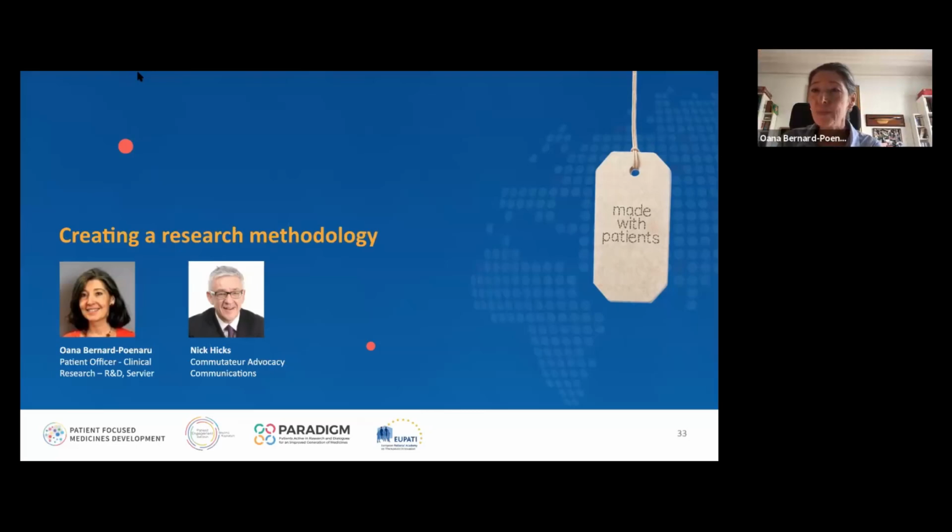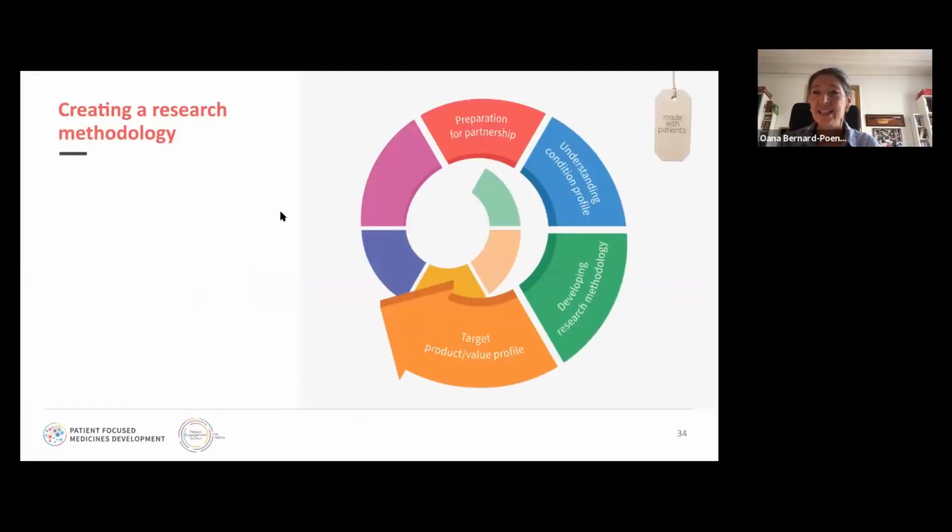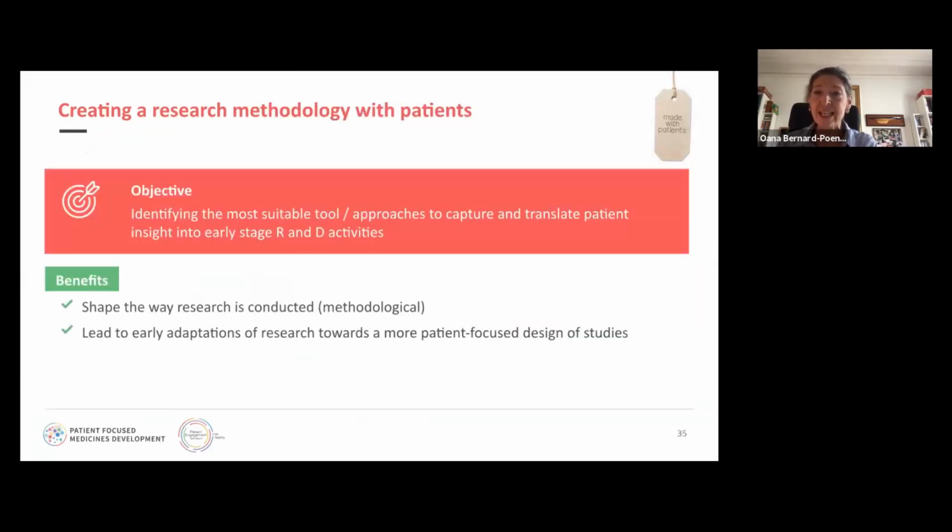So what is it about creating a research methodology? What is this all about? Creating research methodology is about really how patients and pharma can work together for identifying the most suitable tools or approaches to capture and translate patient insight into early stage R&D activities.